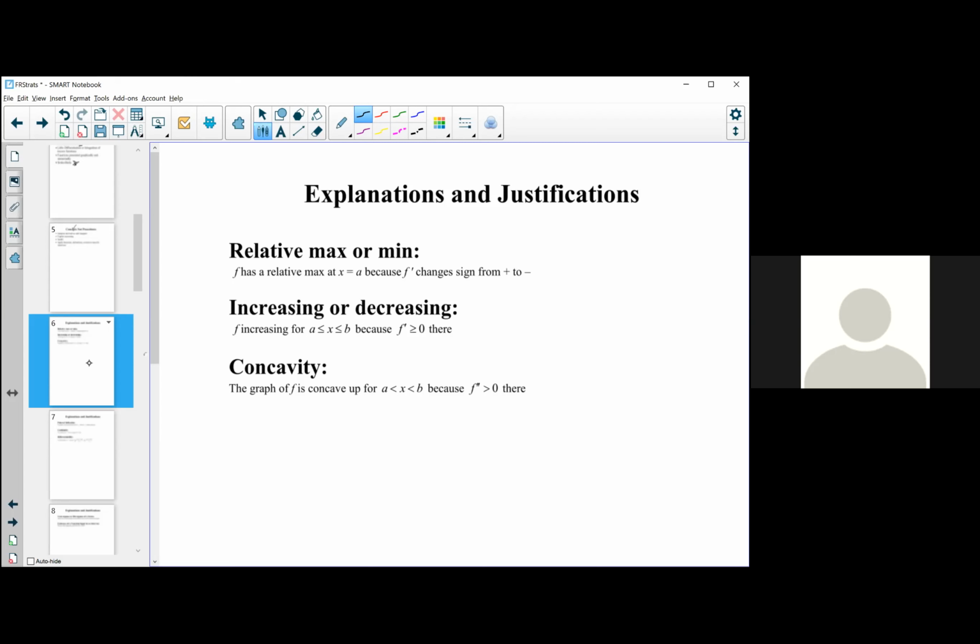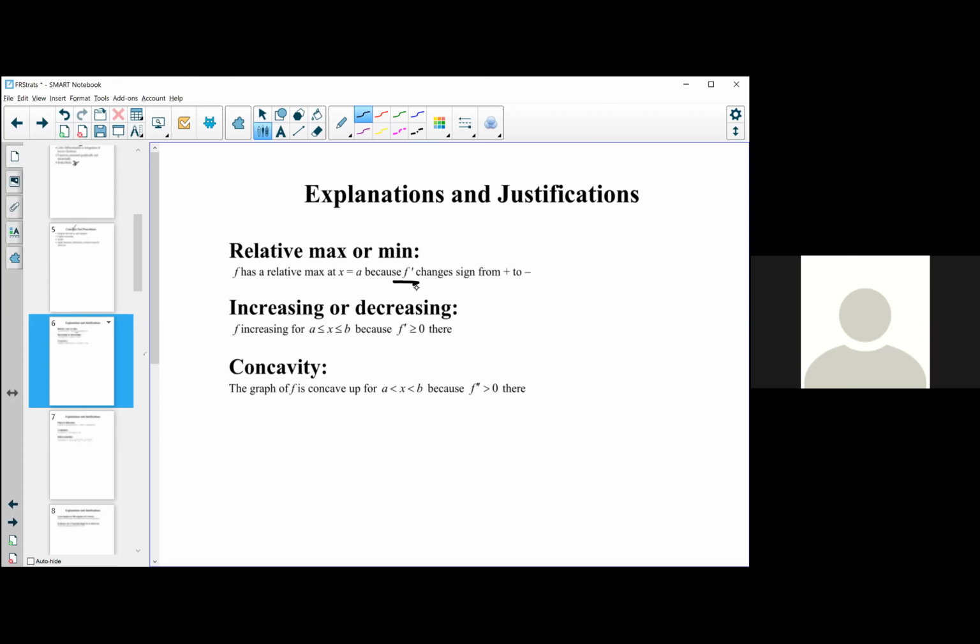Okay, so here's a justification for relative max or min. A function f has a relative max at x equals a because f prime changes sign from plus to minus. And you'll notice I'm trying to be very concise here. Notice my reference to f prime. I didn't say because the derivative. I didn't say because the graph. I didn't say because it changes sign from plus to minus. Writing f prime is a specific name. Referring to mathematical objects by name when you're writing justifications is really important, okay?